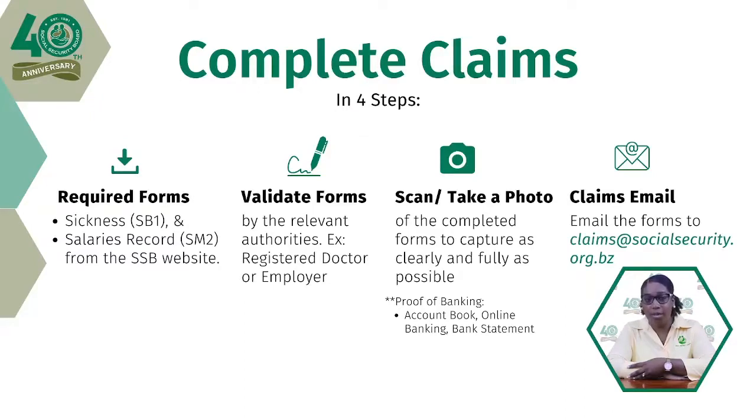You can also take a clear photograph using your cell phone as well, and you then go to the fourth step, which is to email those documents to Social Security at claims@socialsecurity.org.bc.